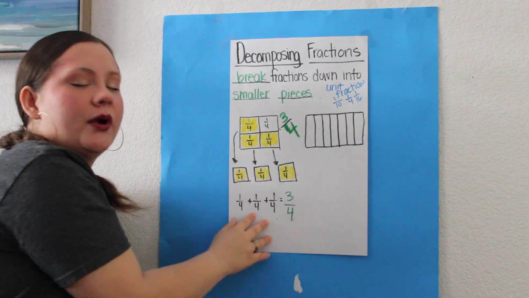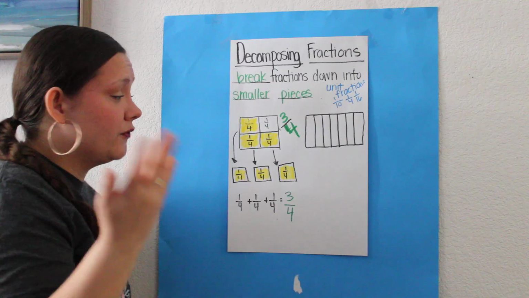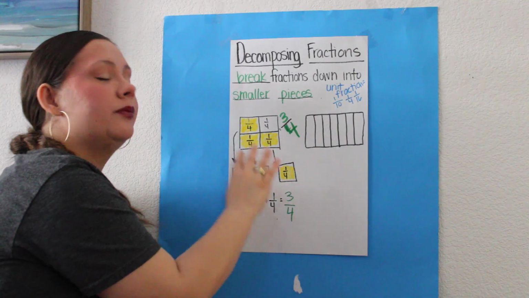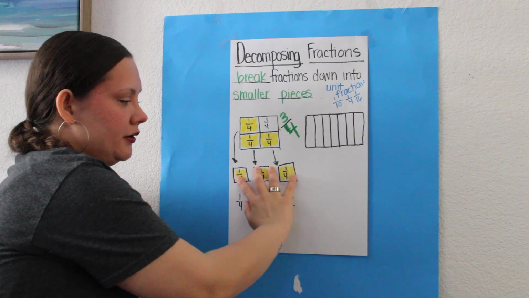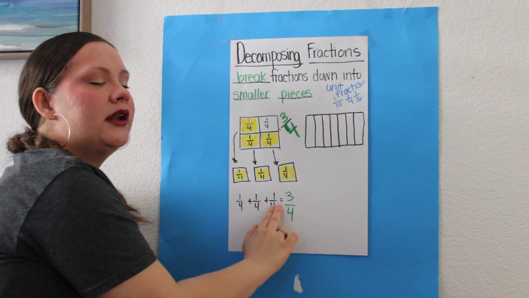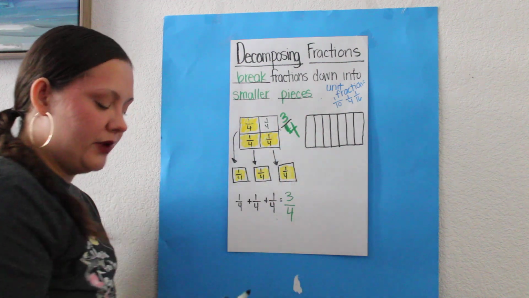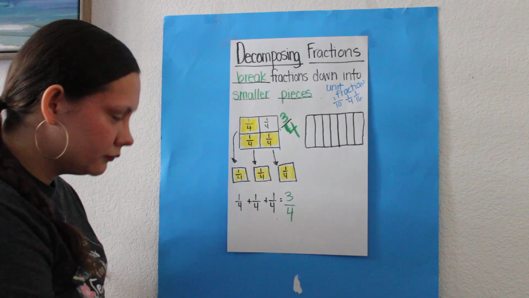Now you can break apart a model in more than one way, but for today we're just going to break them down into unit fractions, so single pieces. Break it apart, use it to write an equation. I took all these pieces and put them together to get to 3/4. Alright.